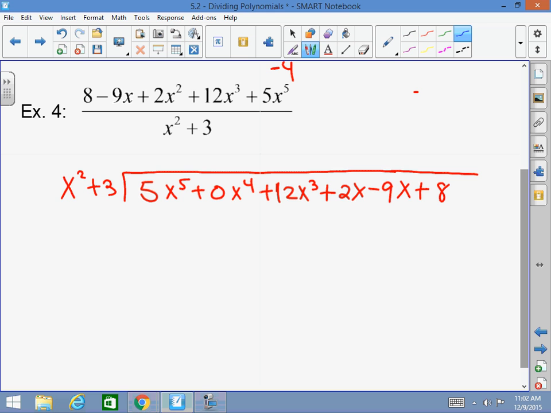It's 0 because do I have an x to the 4th here, my man? So I put 0 so I could go in sequential order of the exponents. Okay?